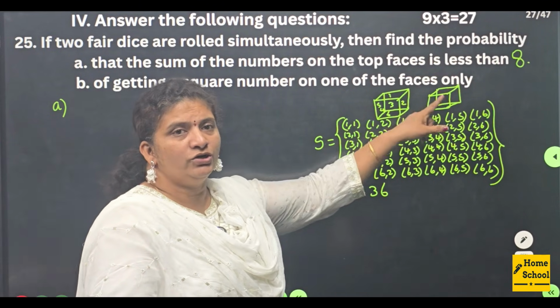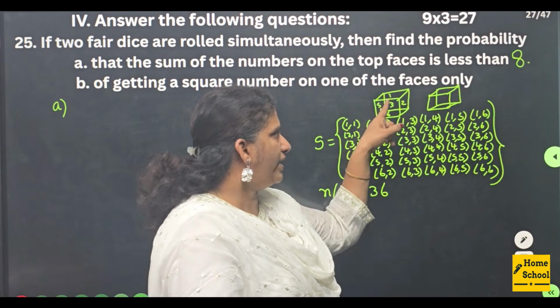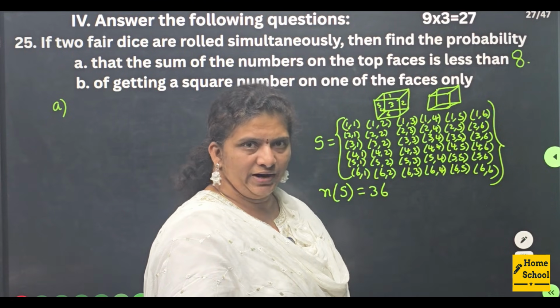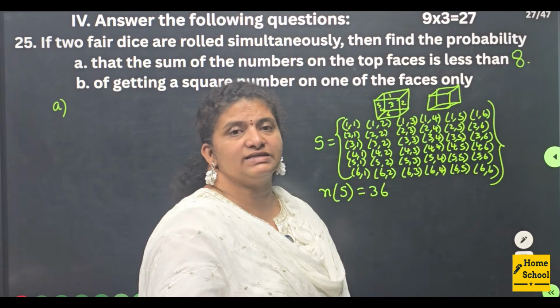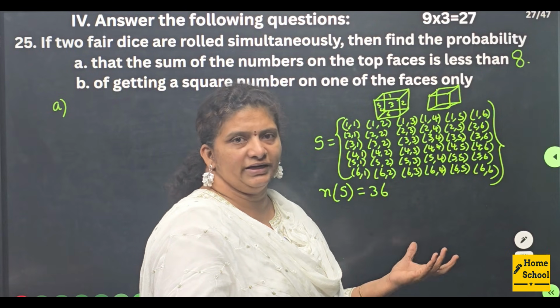Sum of the two faces of a dice. Suppose here you got 1 and here also 1. That means 1 plus 1, the sum is 2. Right? Like this, where the sum on the top faces is less than 8. What is the probability you need to find?